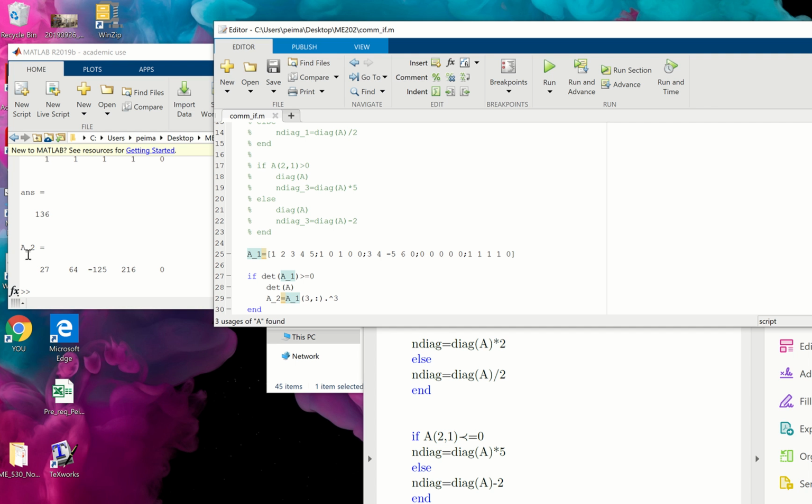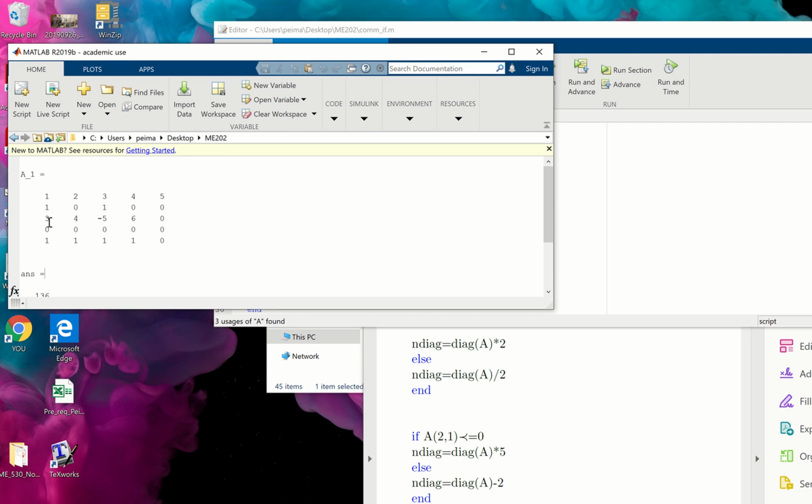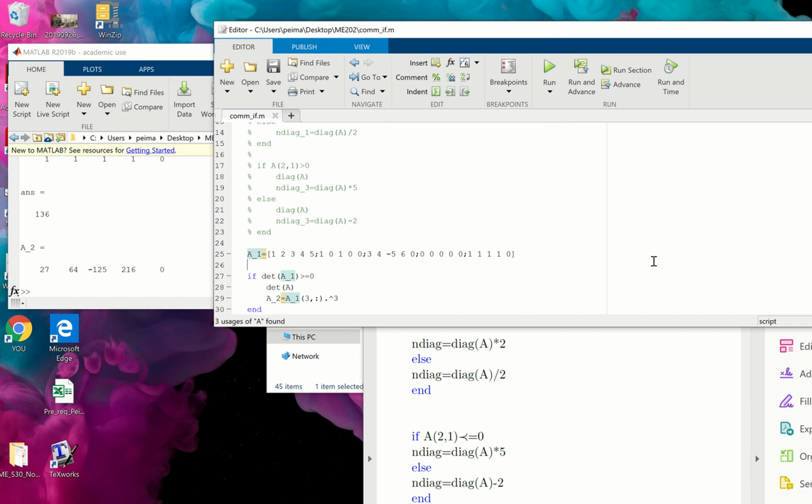It's 136, so A2 is the third row, look here guys, and all the columns. 3 to the power of 3 is 27. Look here, 27. You got it? 4 to the power of 3 is 64. Minus 5 to the power of 3 is minus 125. 6 to the power of 3 is 216. That's right. So 0 and 0. So it gives you that.